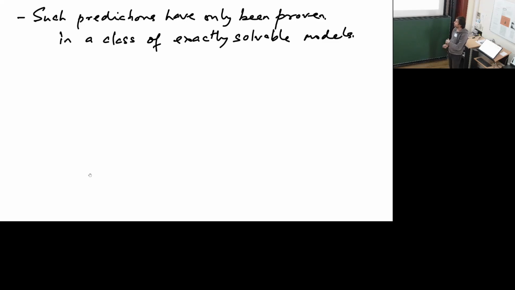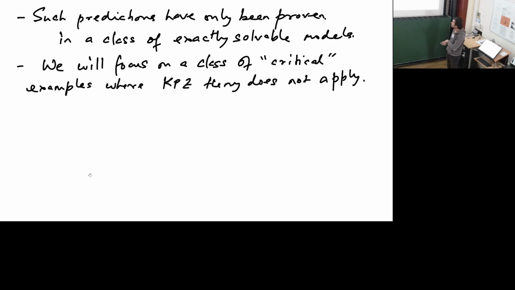Such predictions are still pretty much broadly open, but have been proven in a class of exactly solvable models. So we'll not talk about that. This is the thing that you expect when things are all i.i.d. But we'll instead focus on a class of models where you don't expect the KPZ theory to hold.